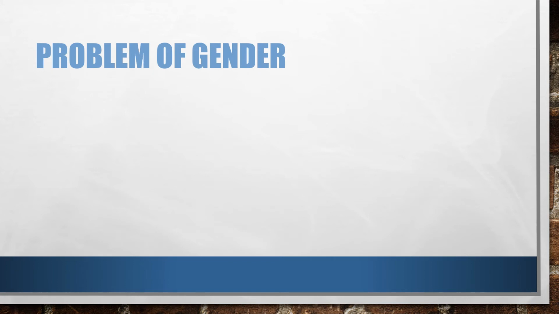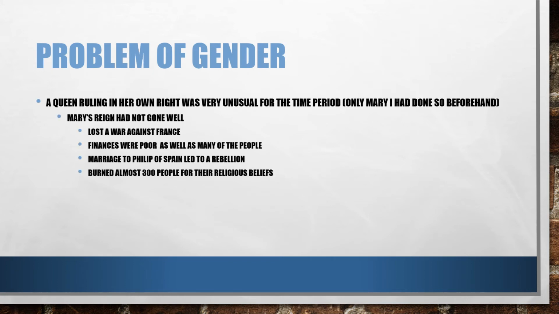The second problem that Elizabeth faced was to do with her gender. It was very unusual for a woman to rule on her own during this time period. Only Mary I had done so beforehand, which was obviously the previous monarch. But during that reign, things had not gone well. Mary had lost a war against France. The finances had taken a significant hit because of the war, and therefore that had a massive impact on society and the economy. The marriage to Philip II of Spain led to the Wyatt Rebellion, and Mary was also responsible for the burning of up to 300 people for their religious beliefs.